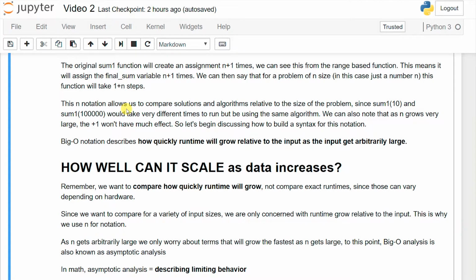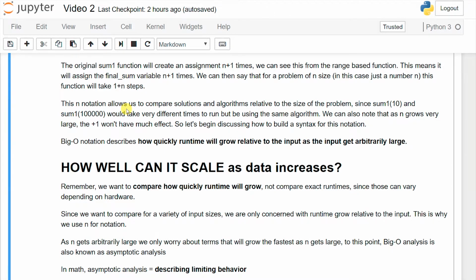The n notation allows us to compare the solutions and algorithms relative to the size of the problem. So sum1 of 10 and sum1 of 100,000 would take very different times to run using the same algorithm, and we can also note that n grows very large. The plus 1 doesn't have much effect. That's what I was referring to before. Some of these constant numbers, when you start to get to numbers like infinity, or if you're familiar with calculus, when we get to limits, the constant numbers just drop off. They no longer have a real effect on the ultimate coding, and you'll see that in just a minute.